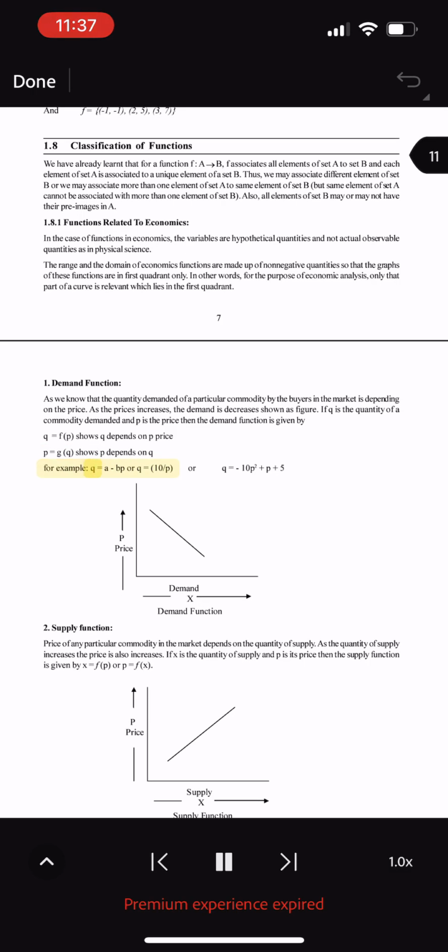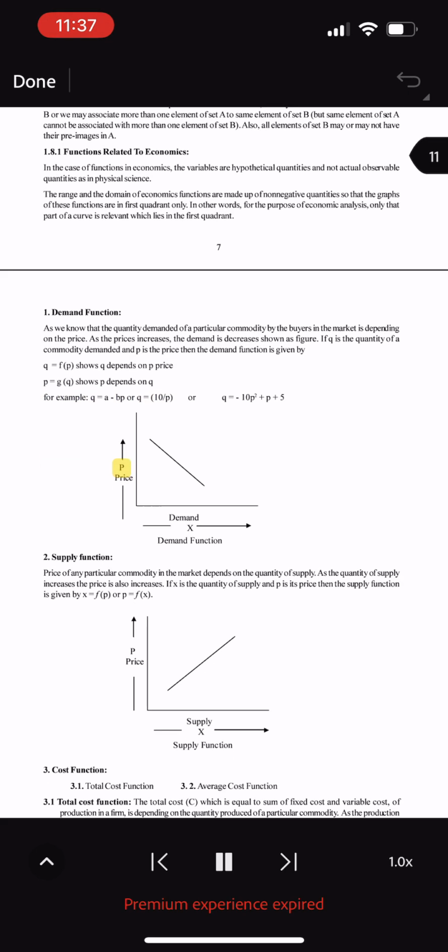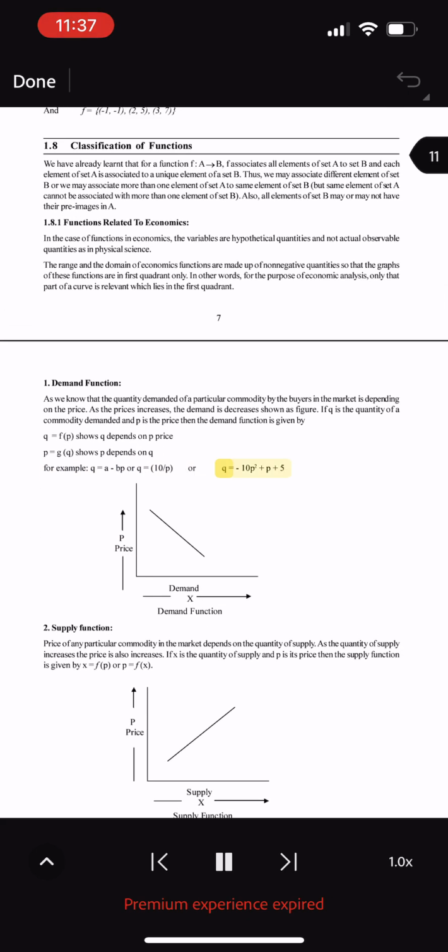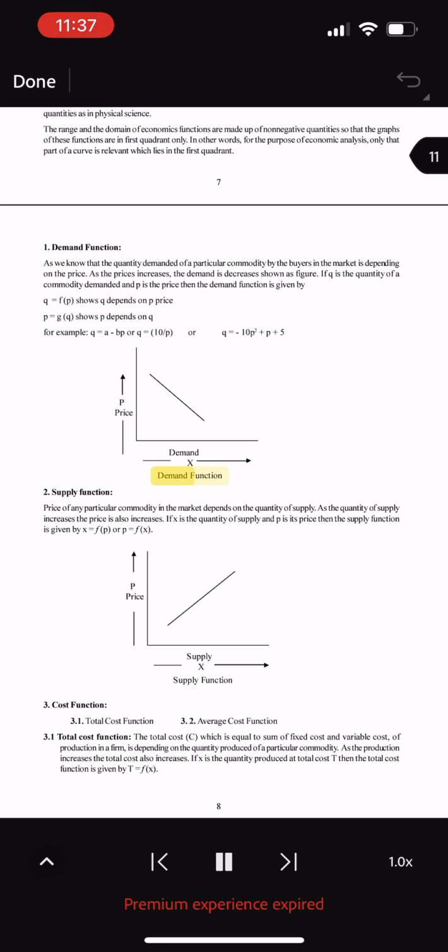For example, Q = a/P, or Q = 10/P, where capital P is price, or Q = 10 - P^2 + P + 5, where Q is demand and capital X is the demand function.